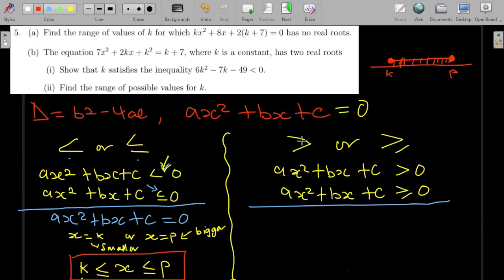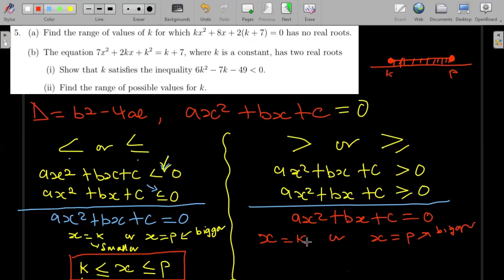So that's the first situation. And then if you have a greater than or equal to, the first step, as we said, is that you ignore the inequality that is there. You just write the general quadratic equation like that, and then you solve. Once you find your answers, x is equal to k or x is equal to p, this p should be the bigger one of the two numbers, and this one should be the smaller one.